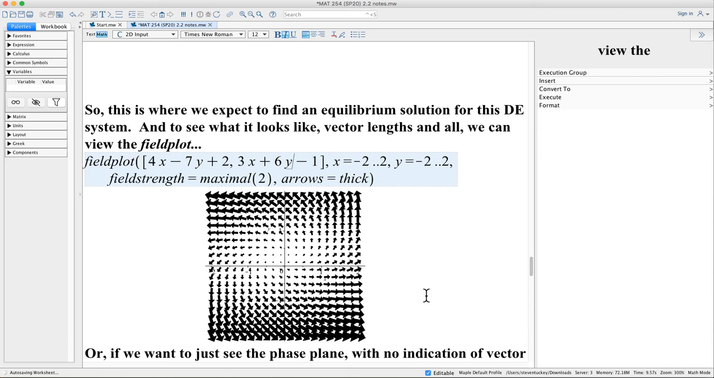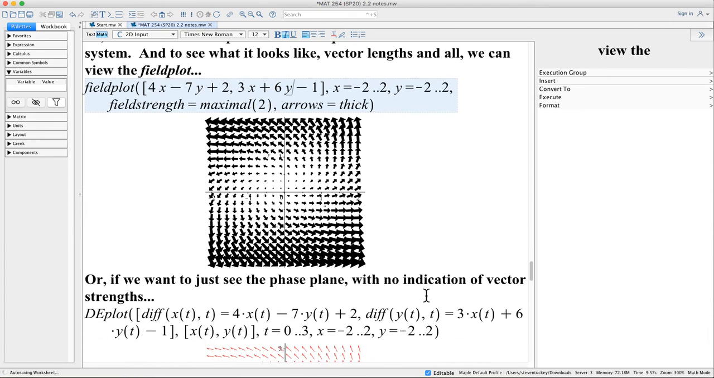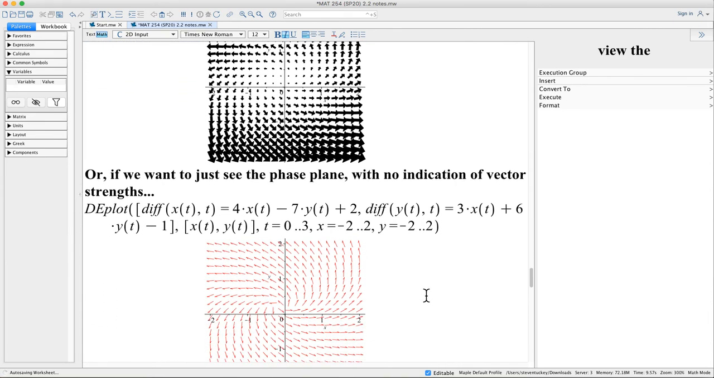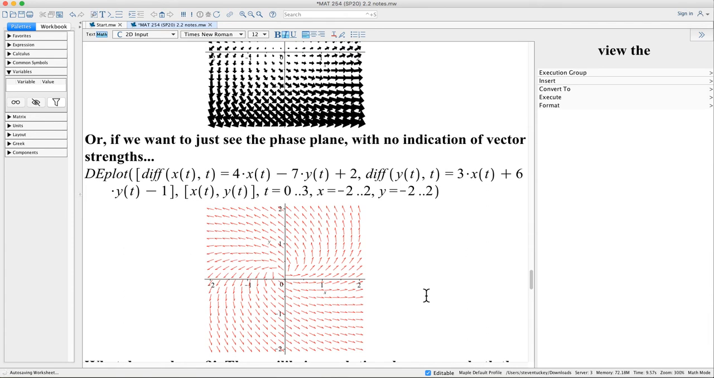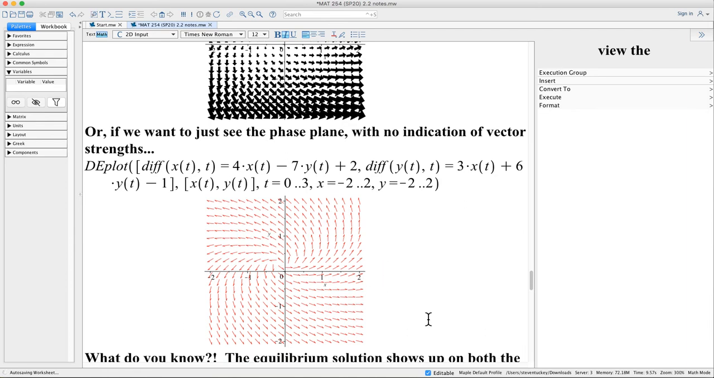If we just want to see a phase plane with no indication of vector length, we can do that with a DEplot, which I think is sometimes a little easier to read. And what do you know, it worked. It looks like we have an equilibrium point somewhere in this neck of the woods. And if we wanted to, we could add some particular solutions to that.